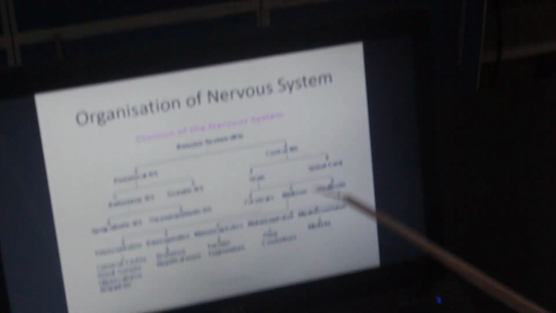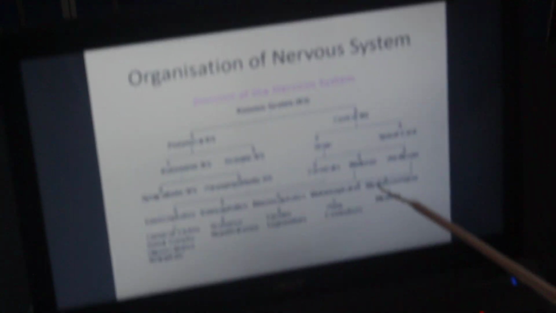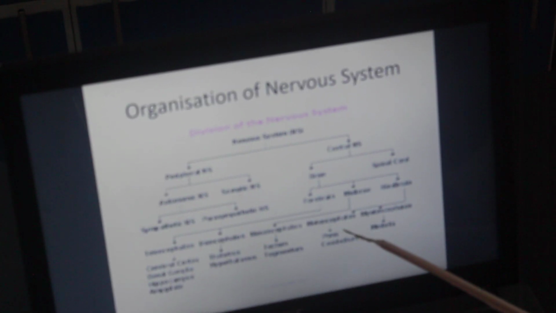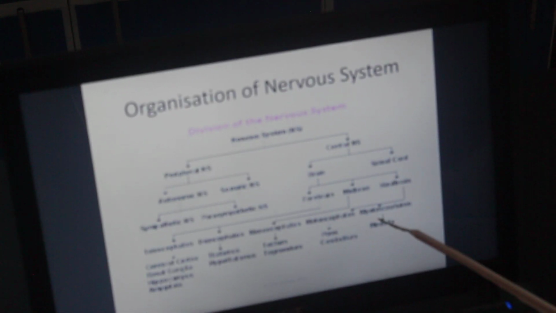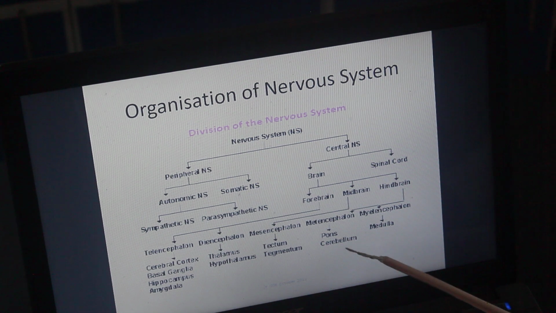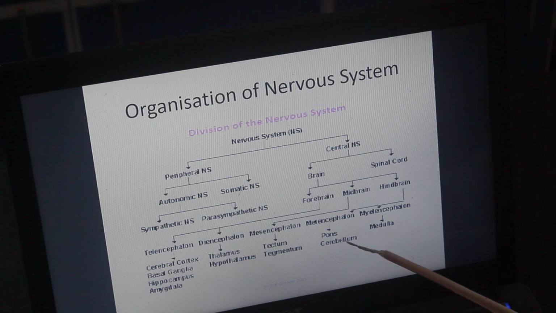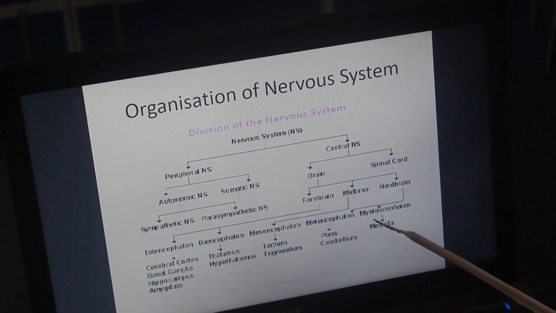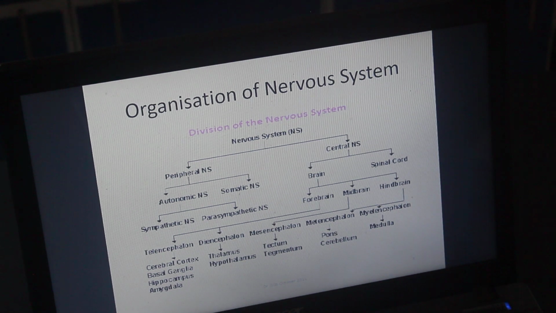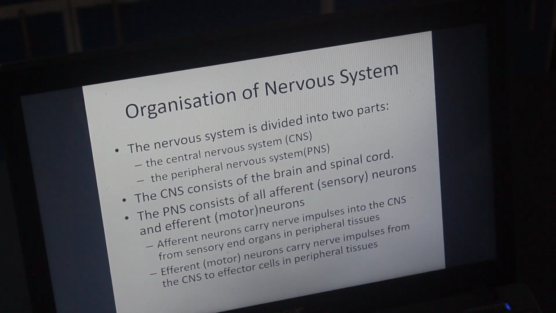We also have the hindbrain, which is subdivided into the metencephalon and the myelencephalon. The mesencephalon contains the pons and cerebellum. Then the myelencephalon contains the medulla. So these are the subdivisions of the nervous system.